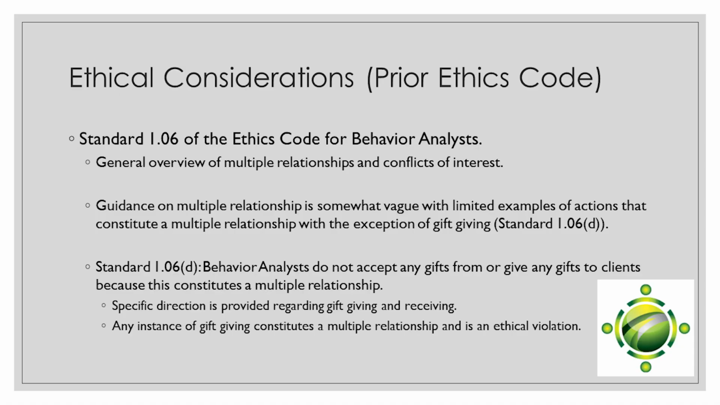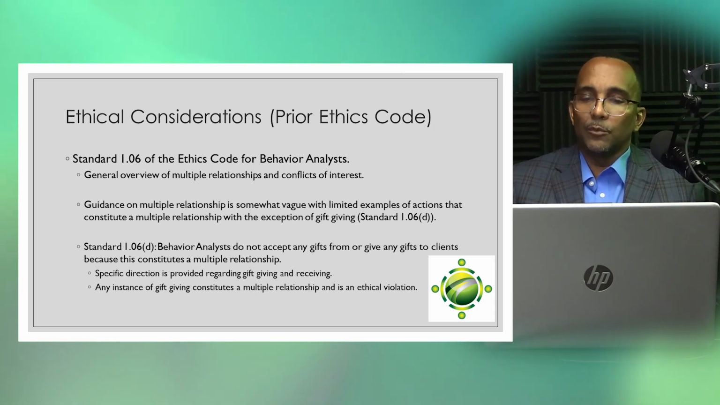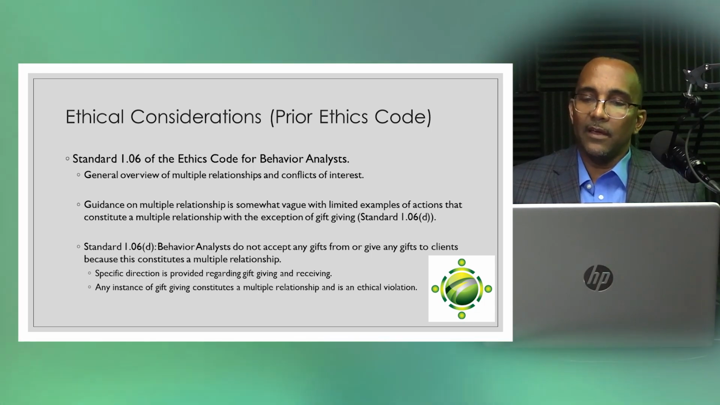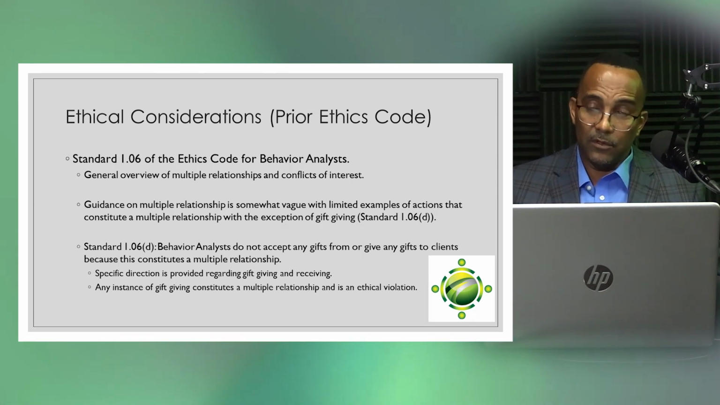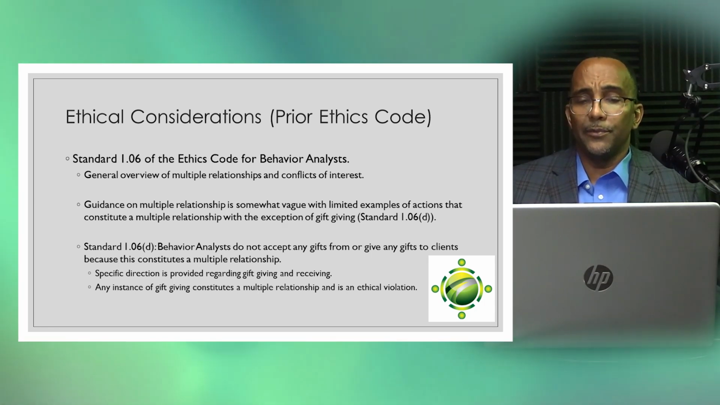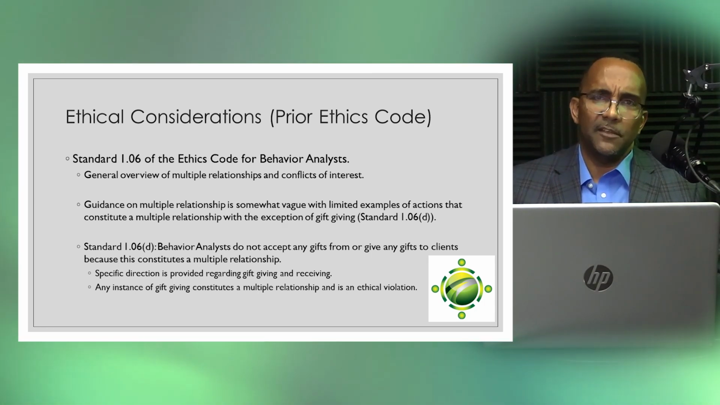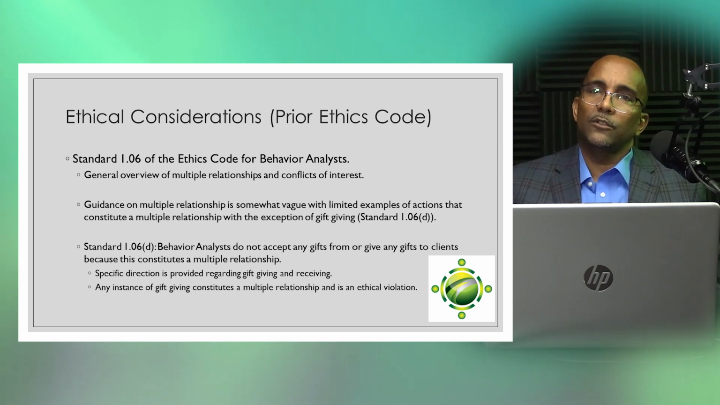So in the prior ethics code, standard 1.06 was a general overview of multiple relationships and conflict of interest. Guidance on multiple relationships is somewhat vague in the previous code, the professional and ethical compliance code for behavior analysts. Some of the examples provided, or what we needed to do, didn't speak to specifics in terms of how we address some of those issues in avoiding multiple relationships.